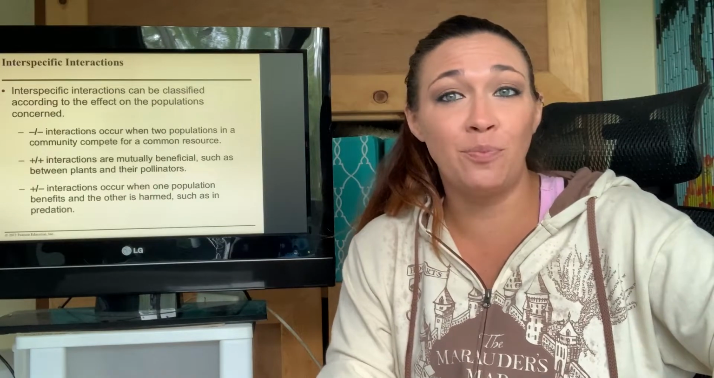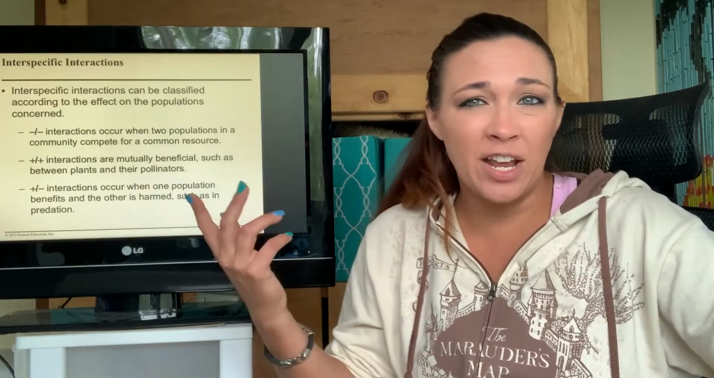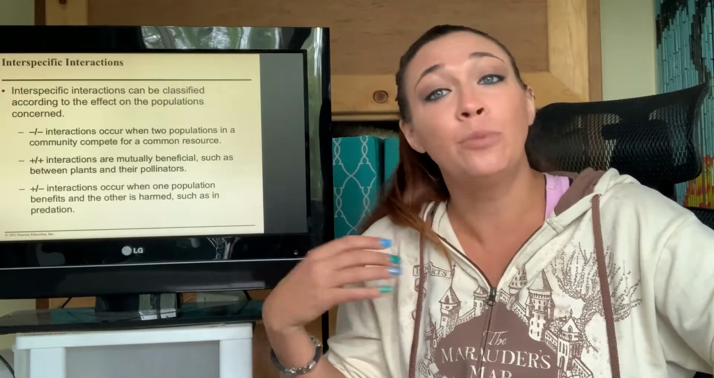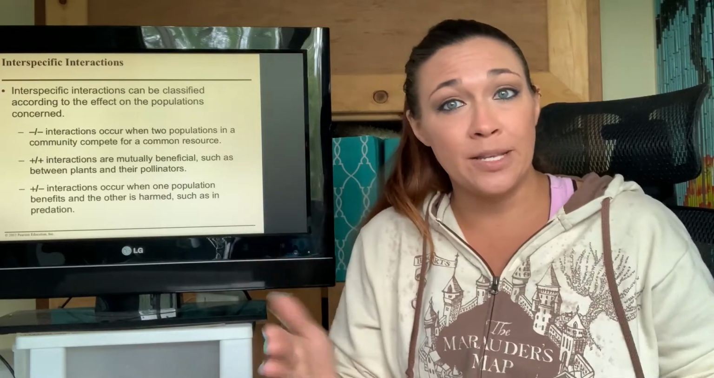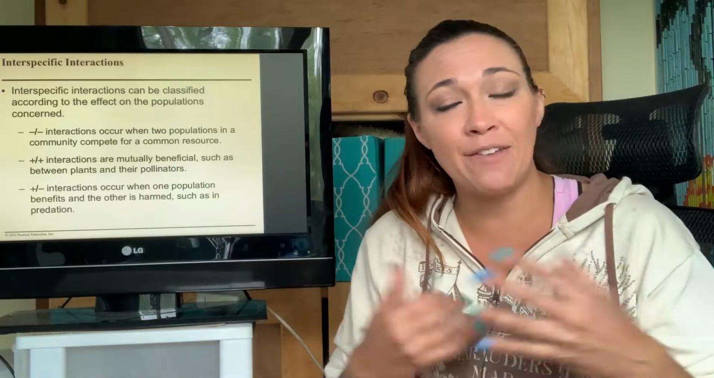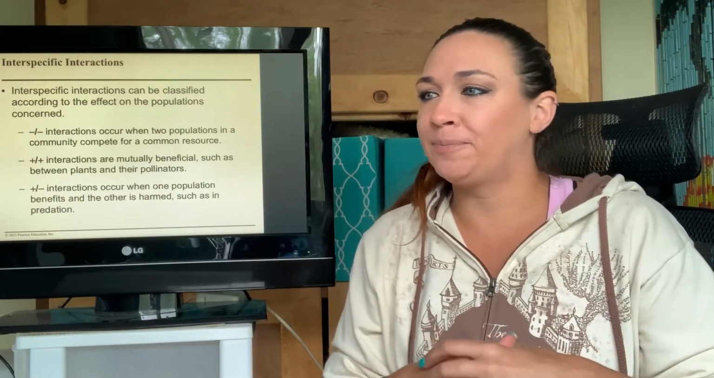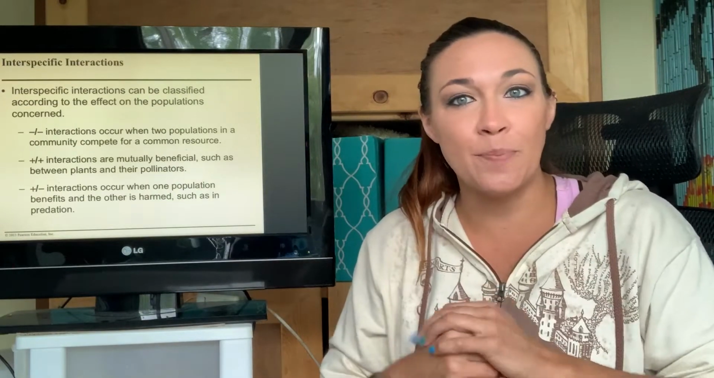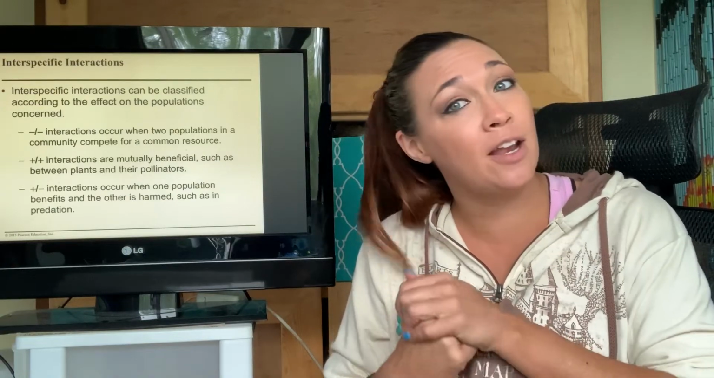Plus is what's called mutualism, right? So negative is called competition. Plus is called mutualism. Mutualism is, it's mutual. We live together, but it's a good thing, right? We're both benefiting. So a classic example would be a clownfish and an anemone.